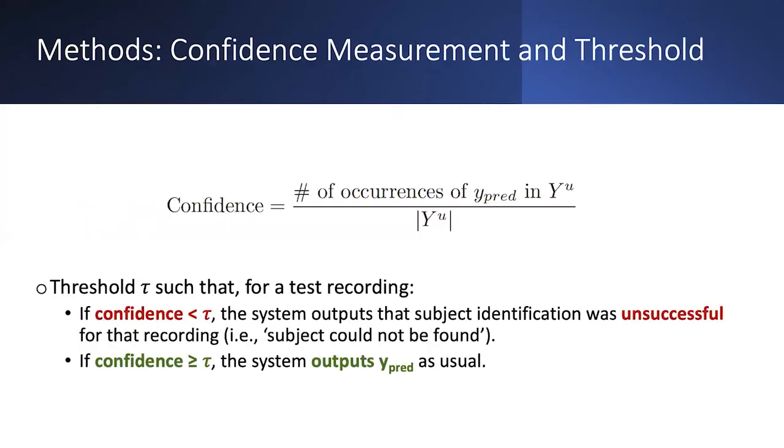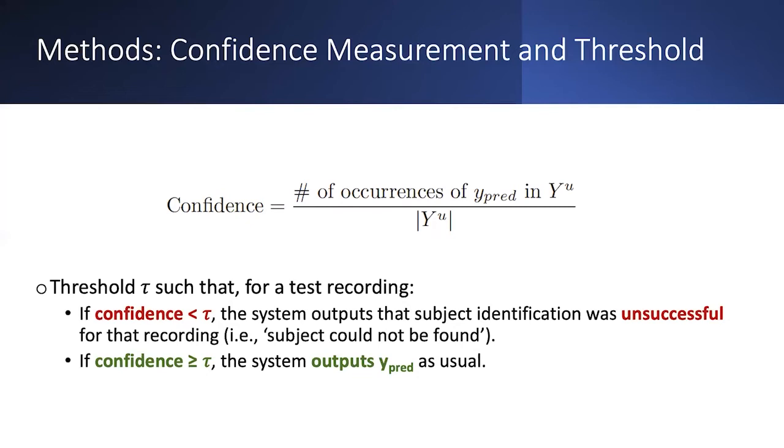In our system, each prediction was, of course, associated with a confidence value, denoting how confident our system is in predicting the true subject ID of a test BCG recording. In order to calculate the confidence value, we calculated the ratio of the number of occurrences of a predicted label among the beats to the total number of beats for that specific test recording.